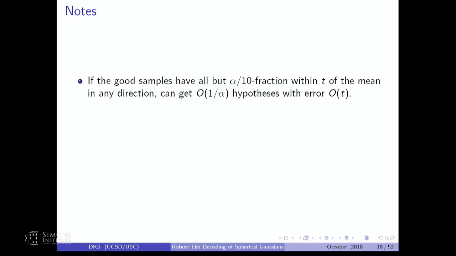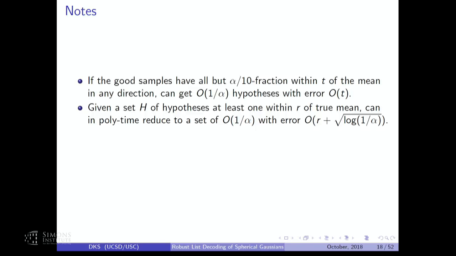Now, there are a few notes about this. Firstly, we don't really need these things to be Gaussian. If we know that the good samples are coming from some distribution where the tails are such that at most an alpha over 10 fraction of the points are more than t away from the true mean in any direction, then we can return O of 1 over alpha many hypotheses with error guaranteed to be O of t. And so if you've got something other than a Gaussian with worse tail bounds, you can just use that.